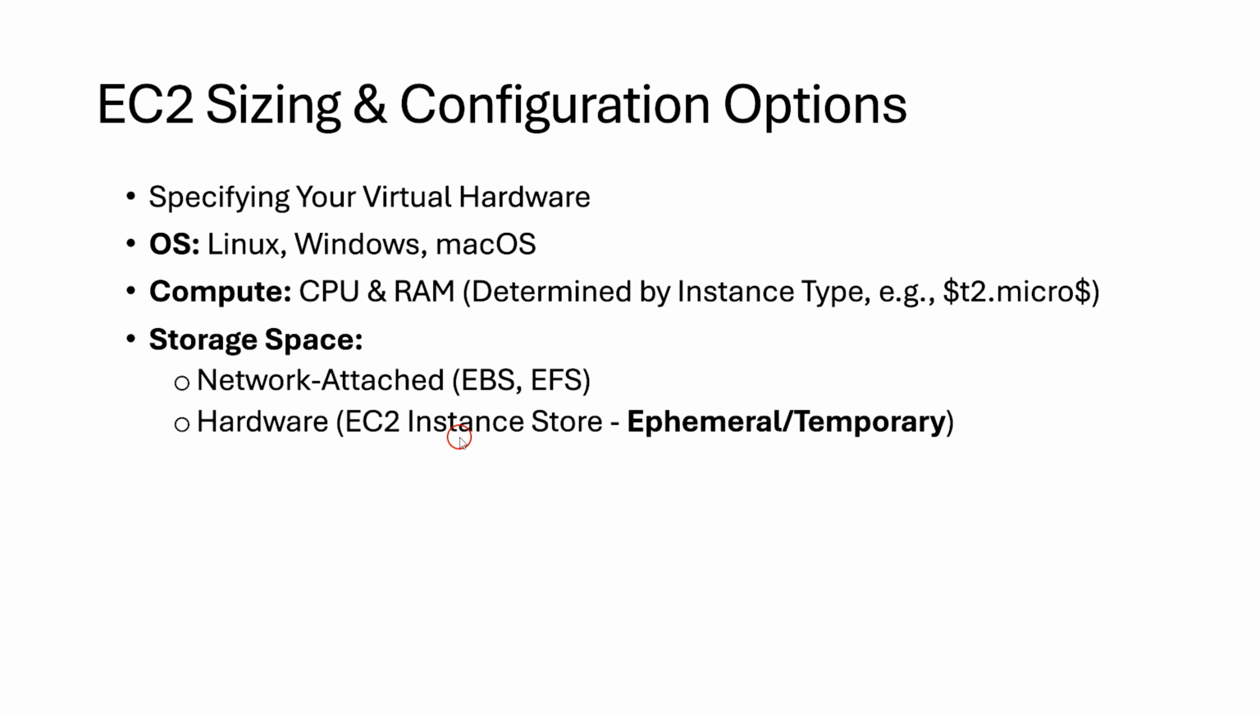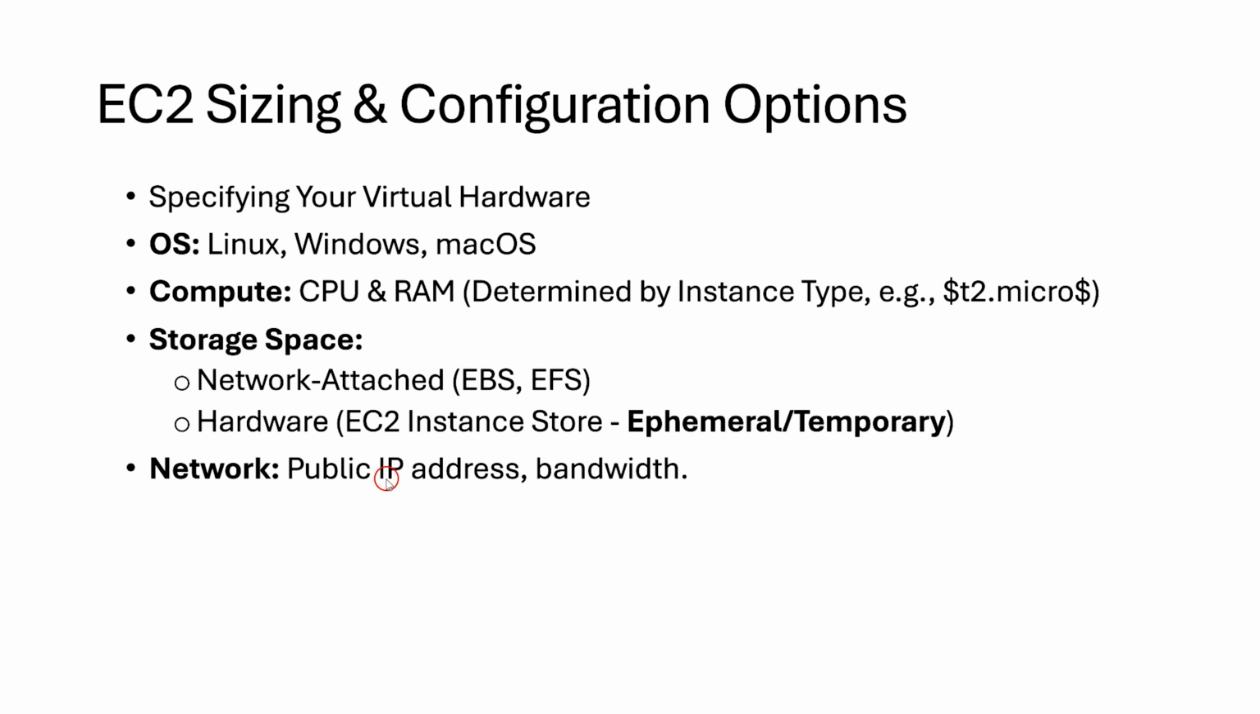Second one is hardware. Usually we call it EC2 instance store in AWS. This is temporary high speed storage physically attached to the host machine itself, physically attached to the EC2 instance itself. But data is lost when the EC2 instance is stopped. Obviously, right? If it is network attached, it is located in a different location. But if it is hardware attached, it is attached to the EC2 instance itself. So data is ephemeral or temporary. You can lose it.